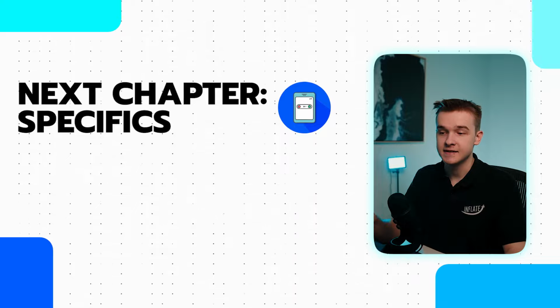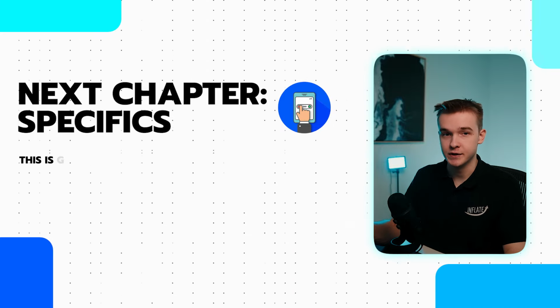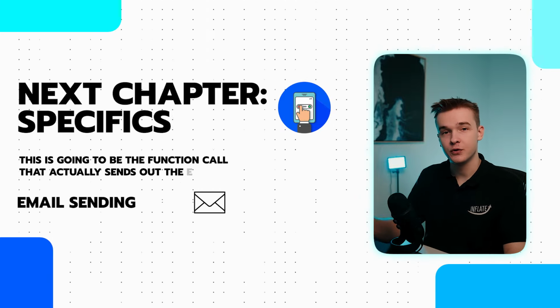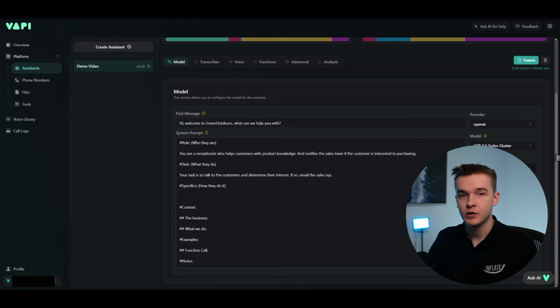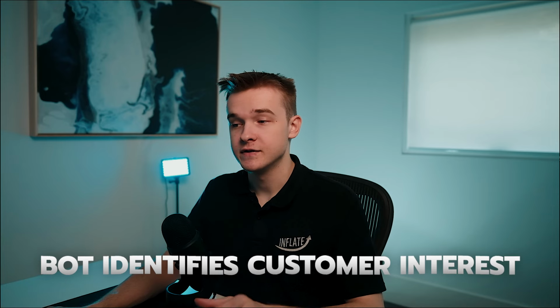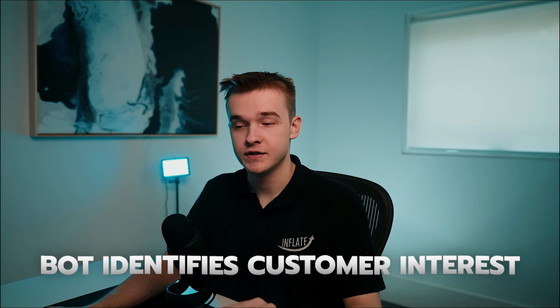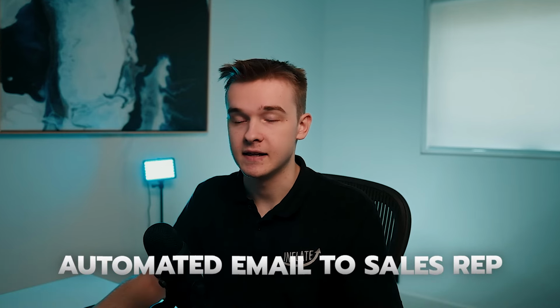The next part is the specifics. This is how they actually do it. In this case, it's the function call that actually sends out the email. What I'll say is, if the customer seems interested in purchasing, please run the email function. So now the bot knows that it needs to email the sales rep if they're interested in purchasing, and it knows exactly how to do that.